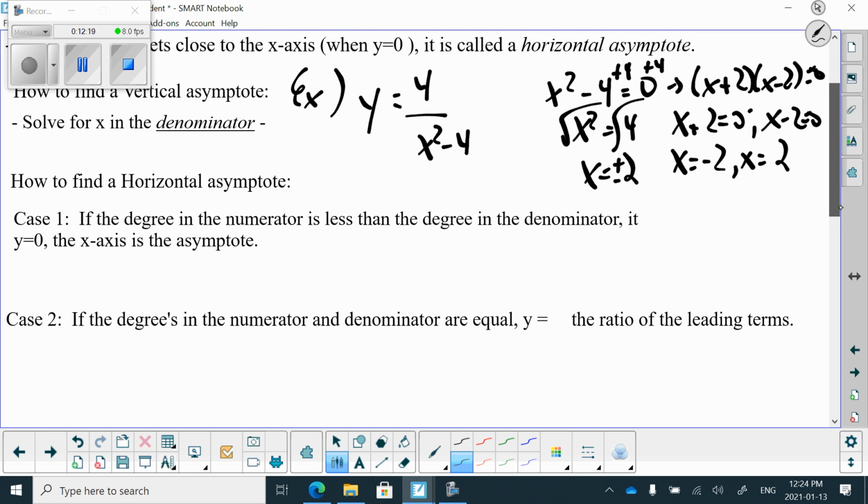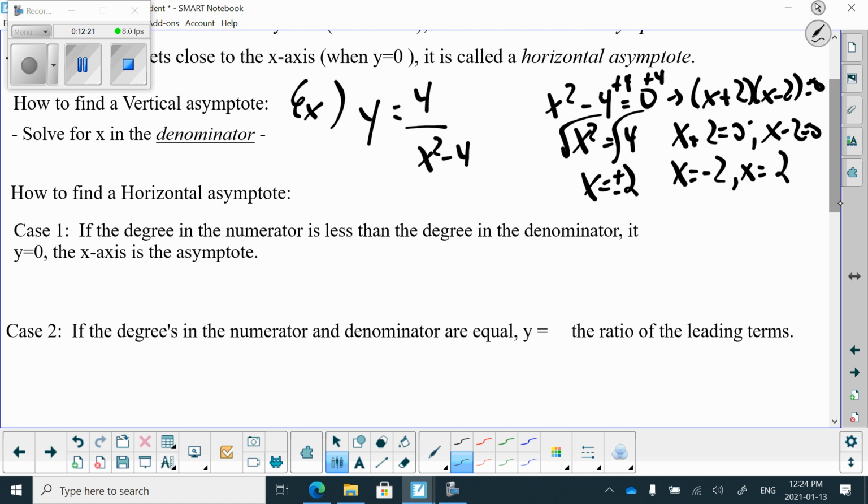To find the horizontal asymptote, 2 ways. If the degree in the numerator is less than the degree in the denominator, it is y is equal to 0. Like this is. So for this one right here that we just did, y is equal to 4 over x squared minus 4, our horizontal asymptote would be 0. Because it's less. Because what's the degree in the numerator?